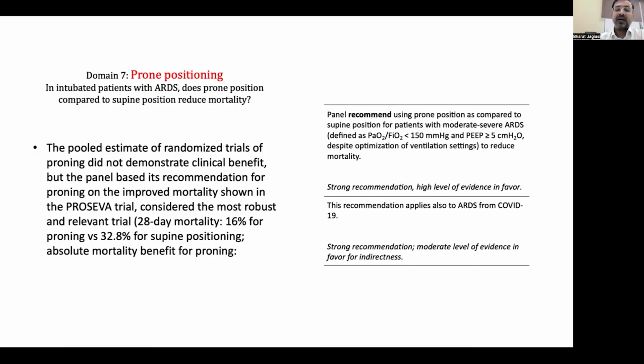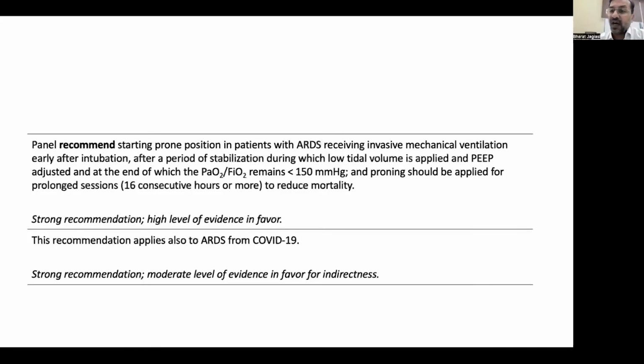So the panel recommends starting prone position in ARDS patients receiving invasive mechanical ventilation. We all talk about when do we do it. Early after intubation. Early means after a period of stabilization, when the low tidal volume is applied and the PEEP has been adjusted, and at the end of it, the PF ratio still remains less than 150, proning should be applied for a prolonged session. That is minimum 16 hours or longer, and we don't know, but it should be minimum 16 hours to reduce the mortality.